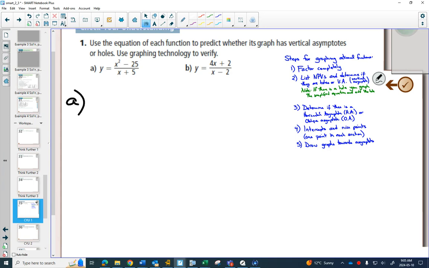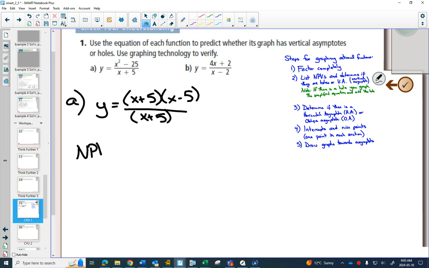Step one with graphing a rational function, you always have to factor completely. So in this equation, the top is a difference of squares, x plus 5, x minus 5, over x plus 5. List my non-permissible value. My non-permissible value, in this case, x cannot equal negative 5.